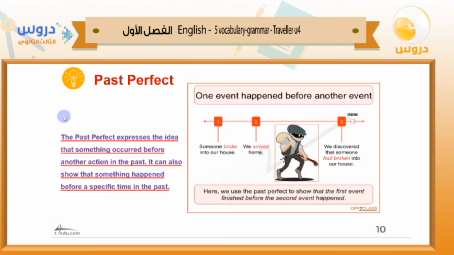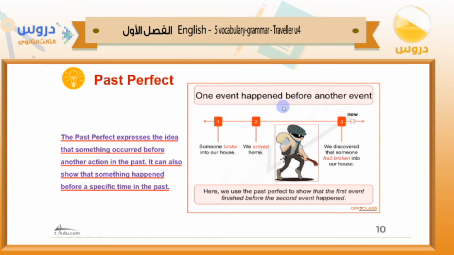Now it's time for the past perfect. Before we go deep into the past perfect, we should know that there are 3 different tenses in English: past, present, and future. And in this slide, we are going to talk about the past. The past perfect expresses the idea that something occurred before another action in the past. It can also show that something happened before a specific time in the past. And we are going to see an example of this.